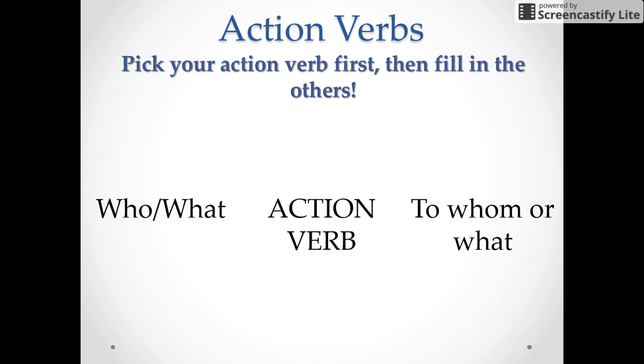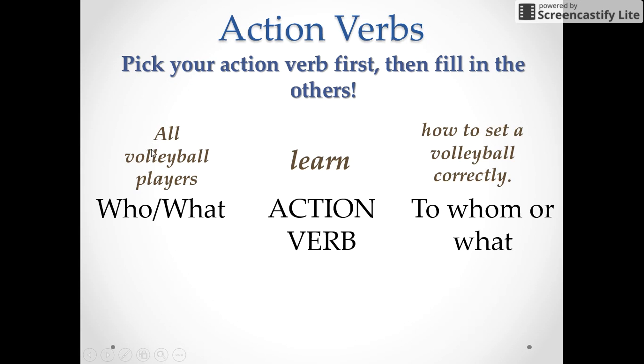First one is action verbs, where you pick an action verb first, and then you fill in the rest. So for example, you'd start here, action verb, learn. And then who or what? All volleyball players learn what? How to set a volleyball correctly. So that's one example of a topic sentence.